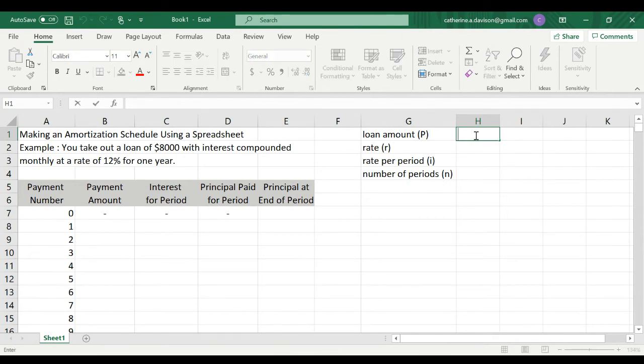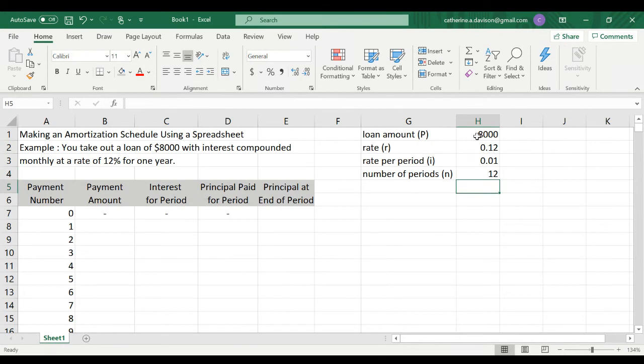For that you need the loan amount, which is $8,000 in this situation. The rate is 0.12. The rate per period is 0.12 divided by the periods in a year, which is 12, which in this case would be 0.01. And then the number of periods, since this is for a loan duration of 1 year, would be 12 periods.